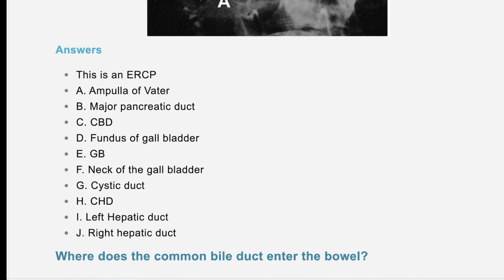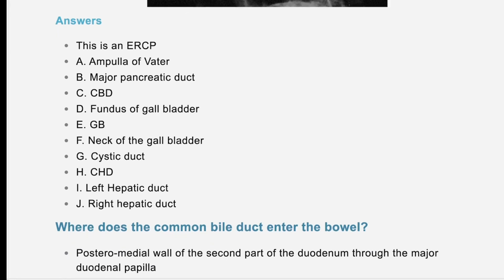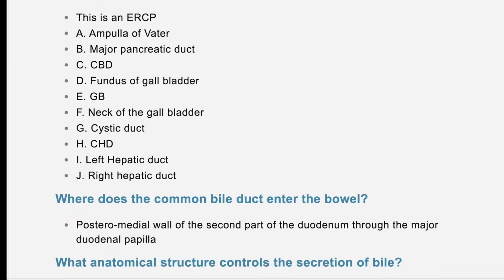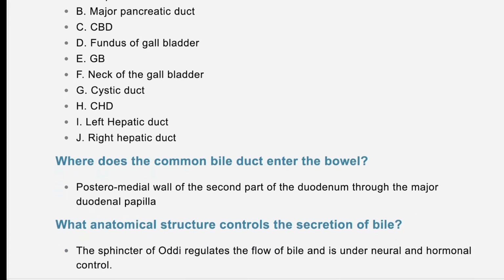Where does the common bile duct enter the bowel? It enters through the ampulla of Vater, formed with the main pancreatic duct, and enters through the major duodenal papilla, which is 10 cm away from the pyloric antrum. The anatomical structure that controls bile secretion is the sphincter of Oddi.